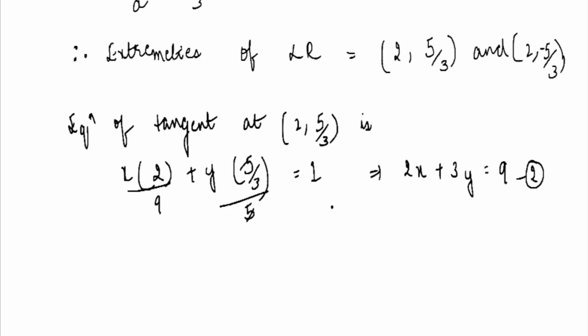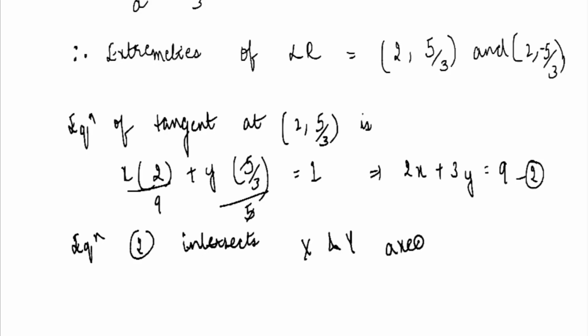So we can say that equation 2 intersects the x and y axes at points. X would be 9 by 2, so it is 9 by 2 comma 0 on the x-axis, and on the y-axis it would be 9 upon 3, that is 0 comma 3.